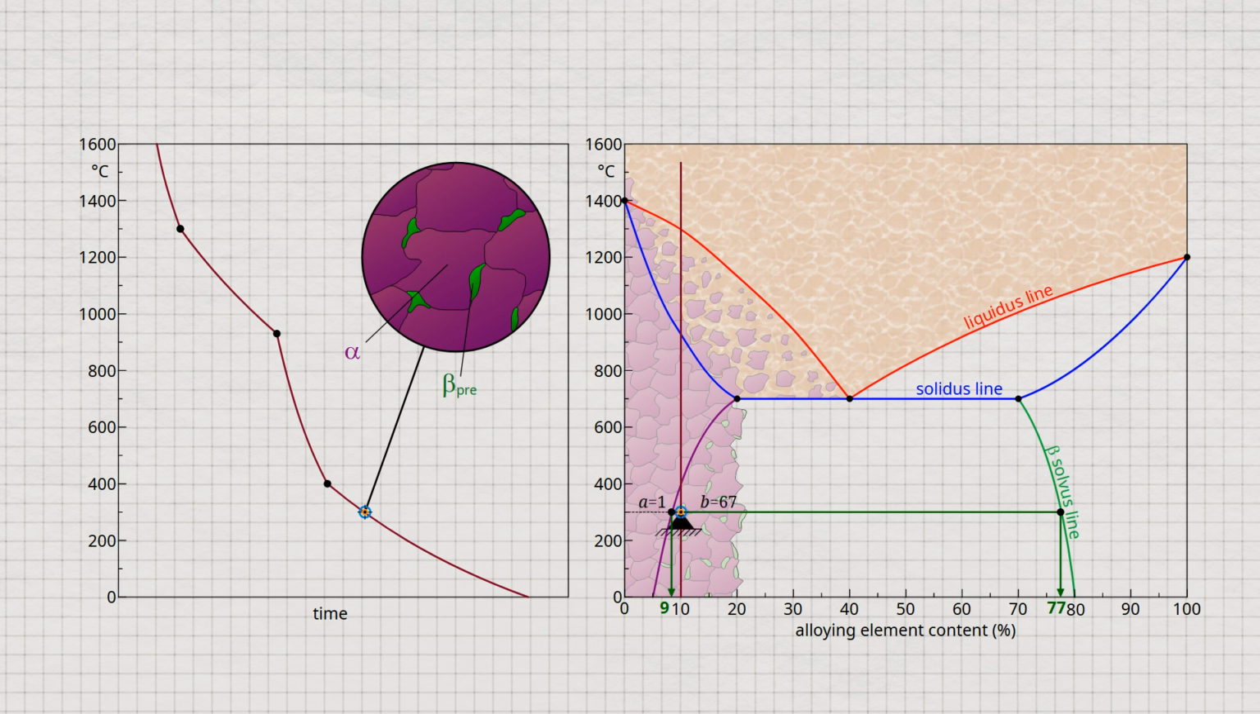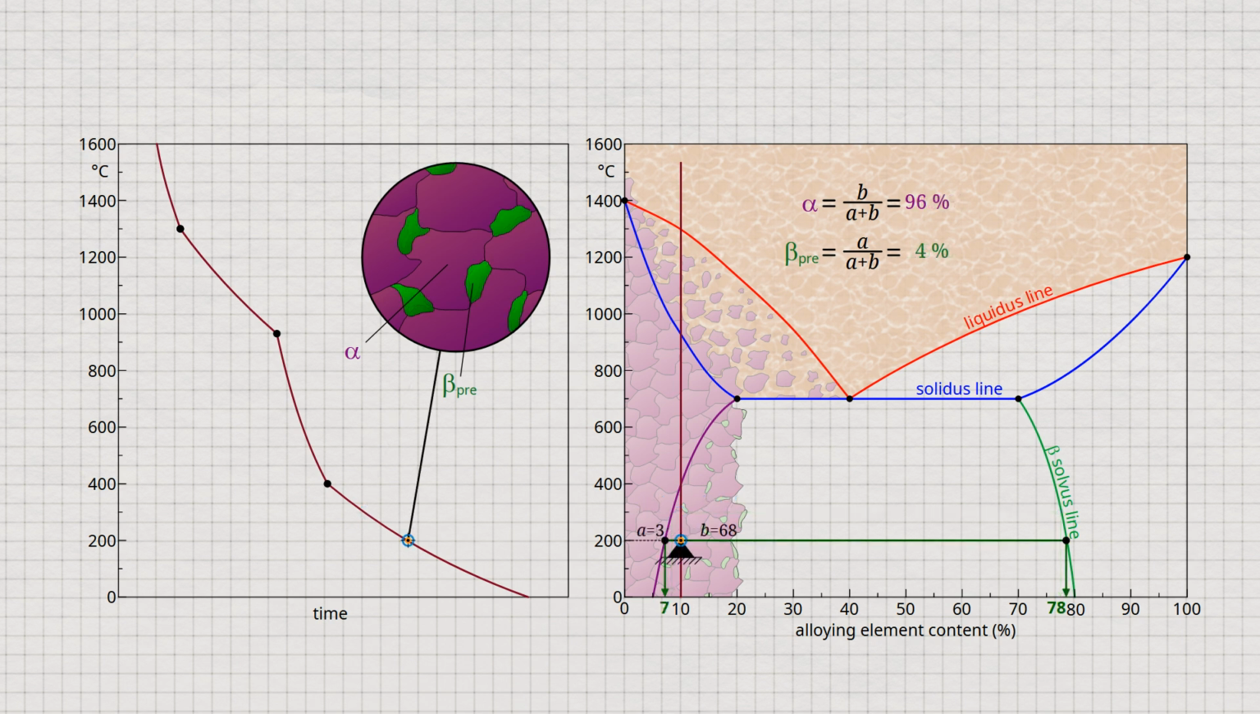Using the lever rule, it is again possible to determine the fraction of alpha and beta solid solution. The fraction of beta solid solutions in this case is about 1.5%, so that the microstructure consists of 98.5% of alpha solid solutions. When further cooled to 200 degrees Celsius, the alloying element content in the alpha solid solution is 7% and in the beta solid solution 78%. Overall, the microstructure consists of 4% beta solid solution and 96% alpha solid solution.